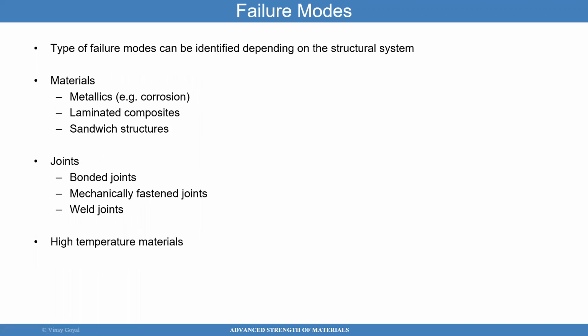Then you have the failure modes that are more global, like the materials type, metals, laminated composites, sandwich structures, joints like bonded joints.